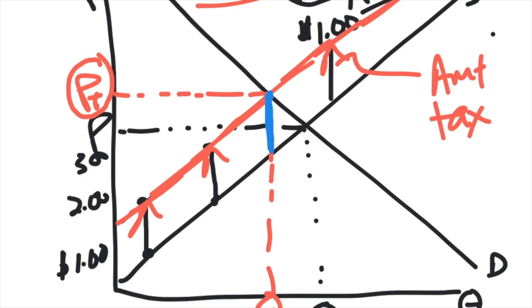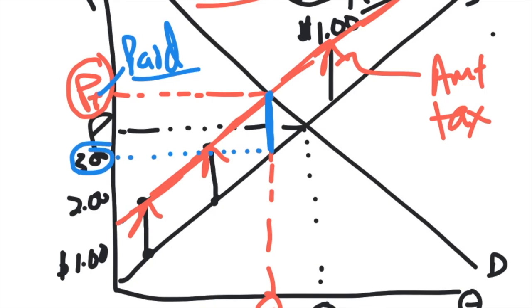Right? So this is the amount that is paid to sellers, but how much do the sellers get to keep? They actually only get to keep this price down here. Why do they only get to keep that amount right there? Well, because they got paid that higher price, but they had to give $1 back to the government. So they only get to keep this point down here.